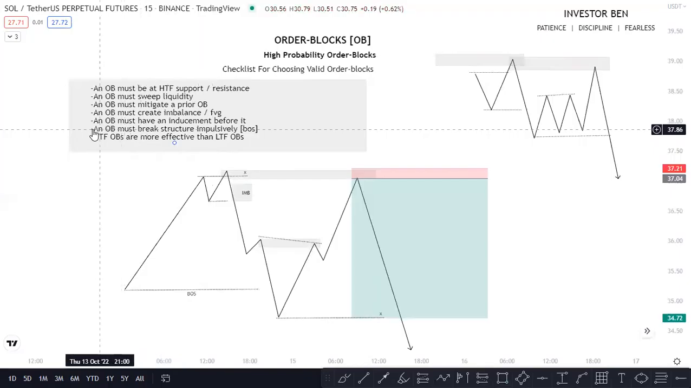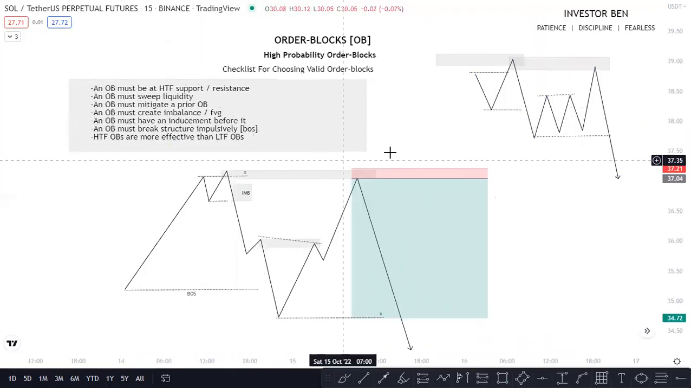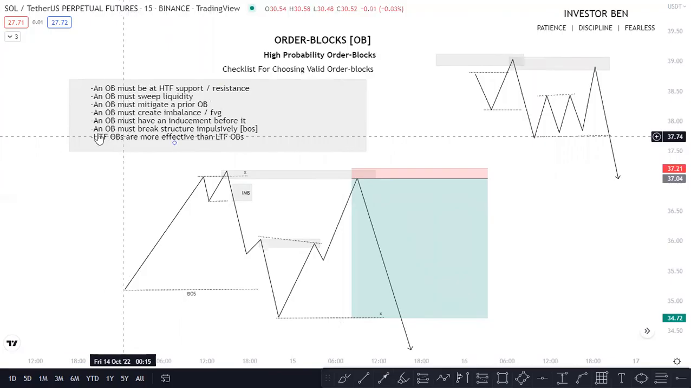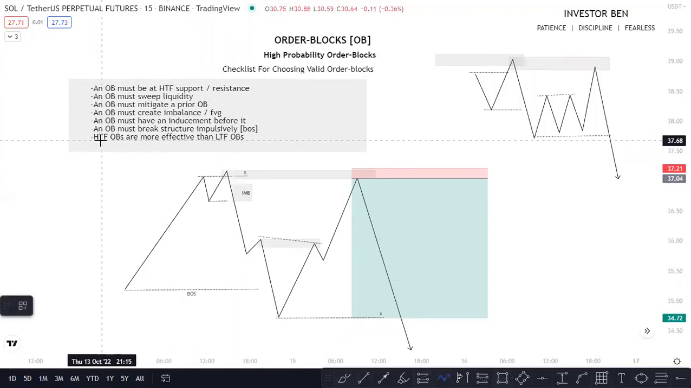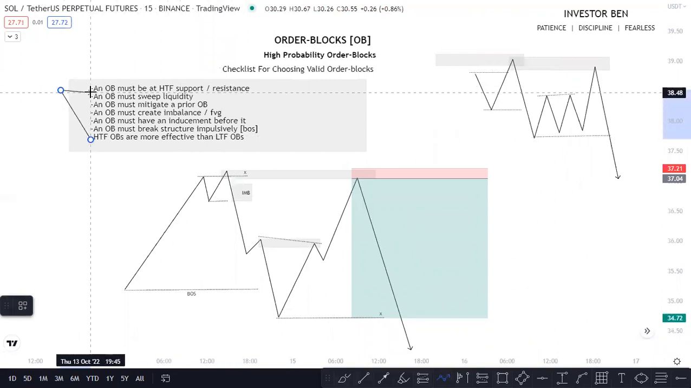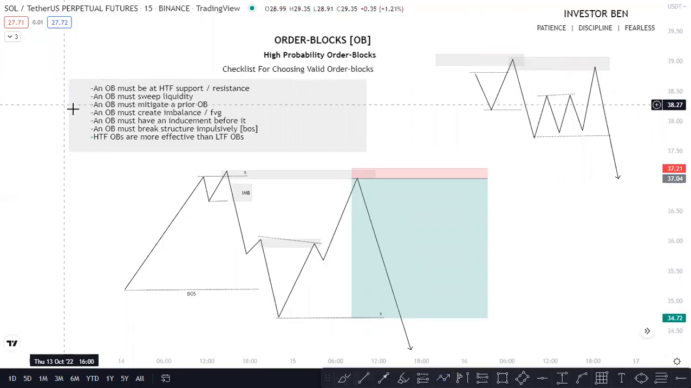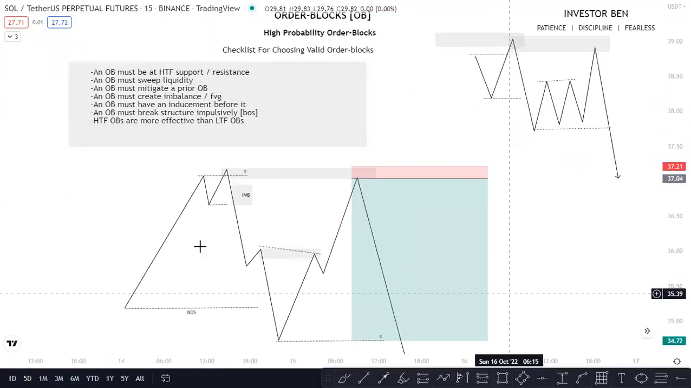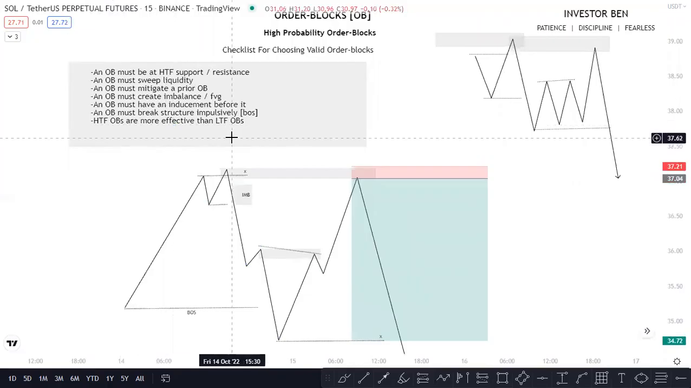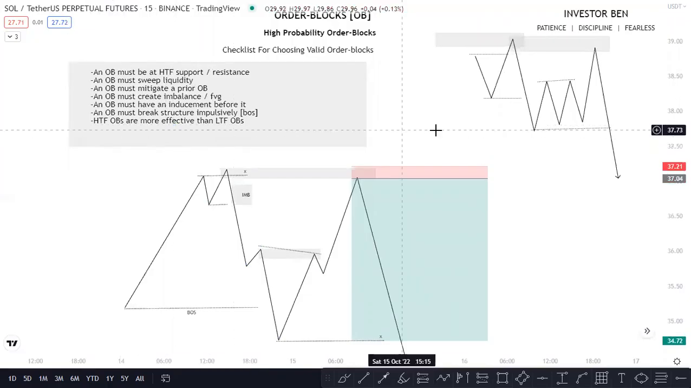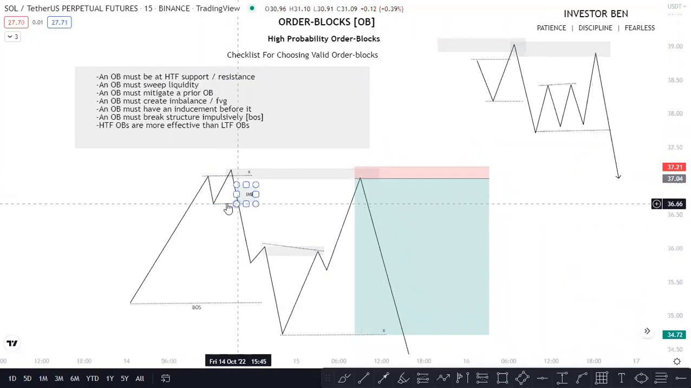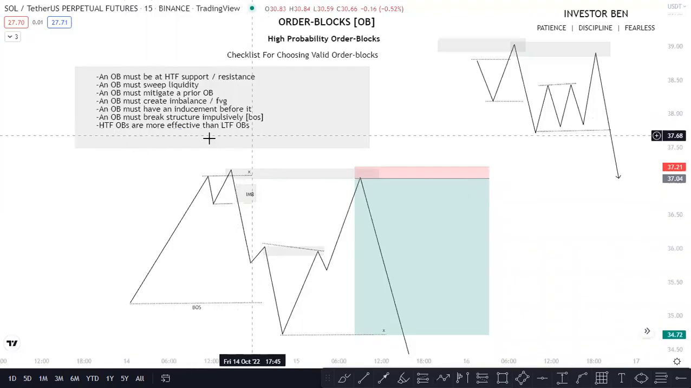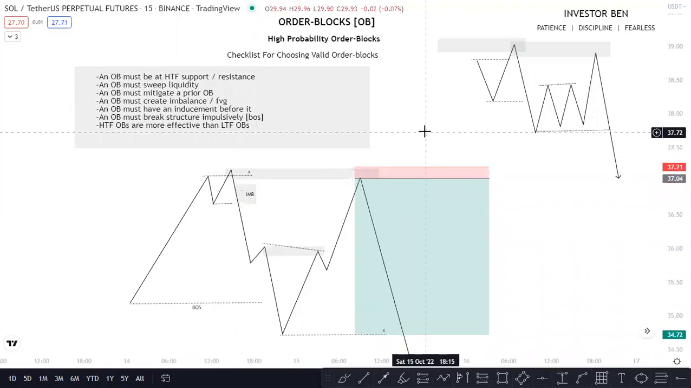So an OB must have an inducement, and an OB must break structure impulsively. We've just done that, right? Higher time frame order blocks are more effective than lower time frame order blocks. It's similar to this one. An OB must be at a higher time frame support and resistance zone because, should I say higher time frame order blocks, right? I believe there are a whole lot of others stacking there, rather than you just choosing any OB at all from lower time frame order blocks. They will all play, yeah, they will play.